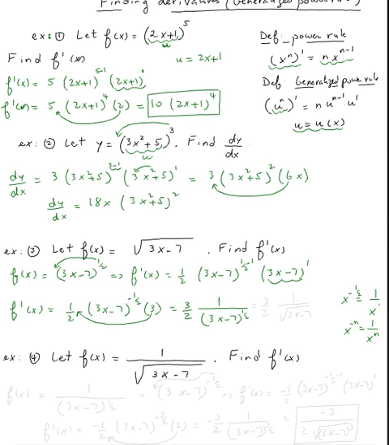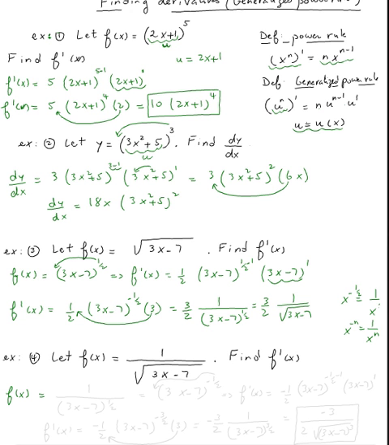Now here we have only one more step and we're done. So 2 times 1 over 1/2 means square root of 3x minus 7. And this example, we're done. So for example 4, there's only a little difference.